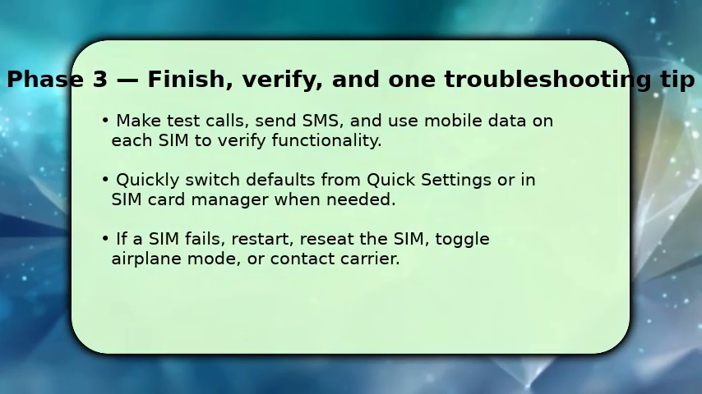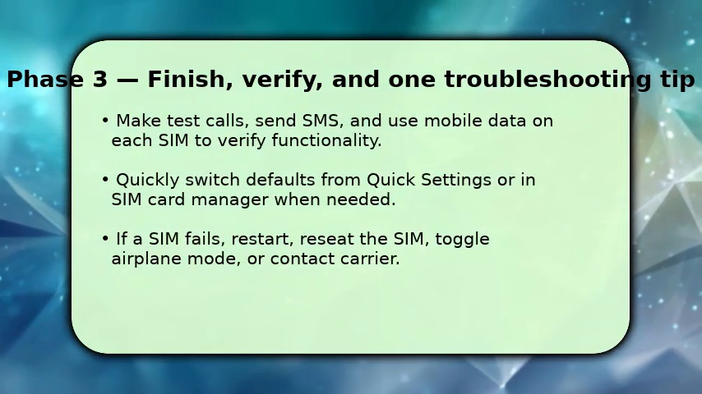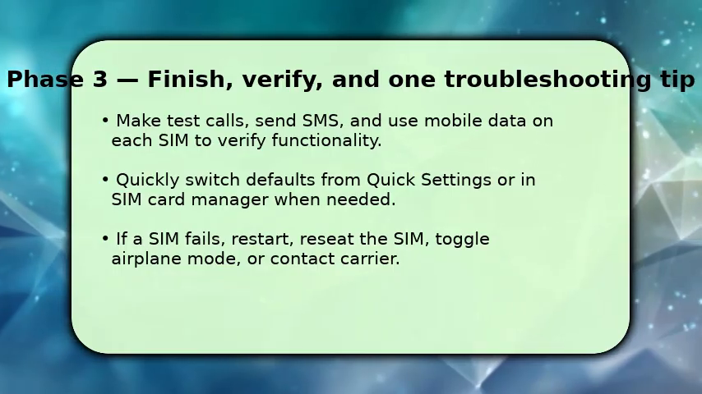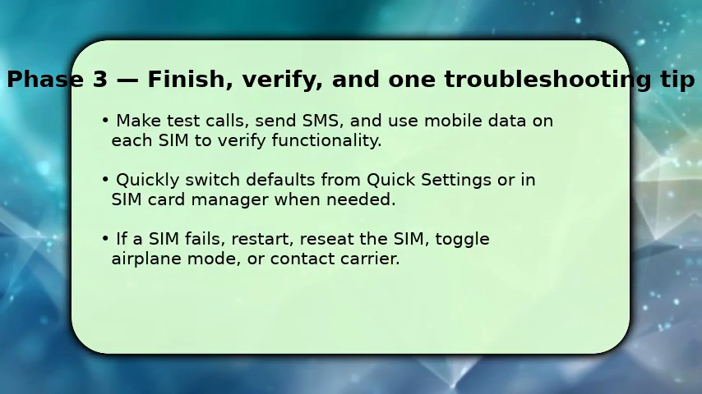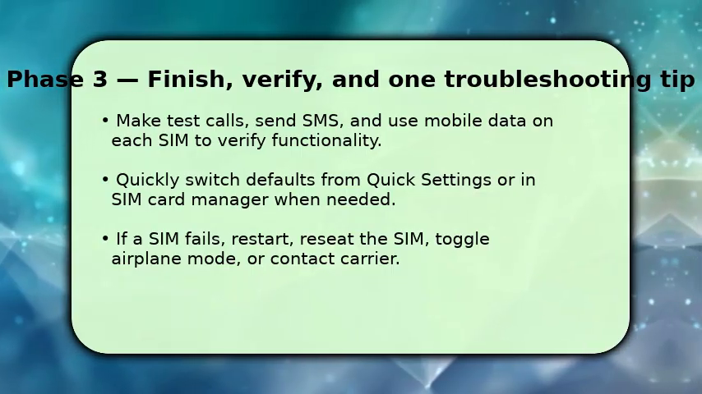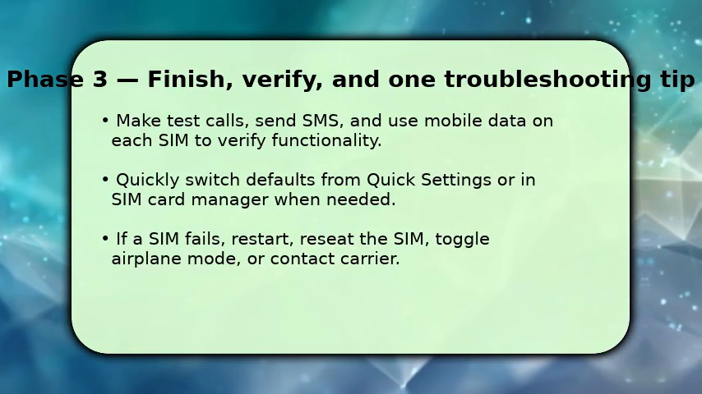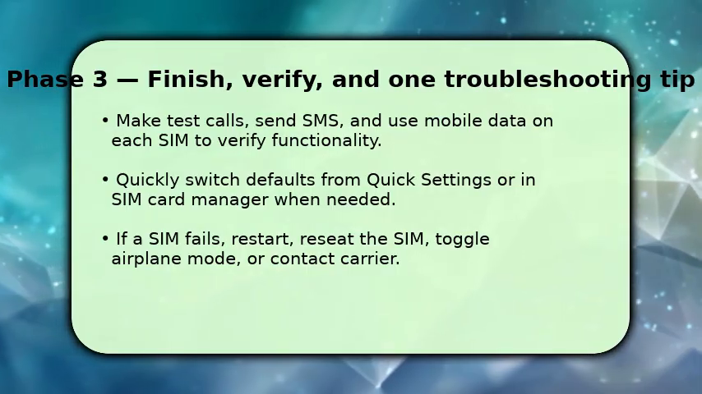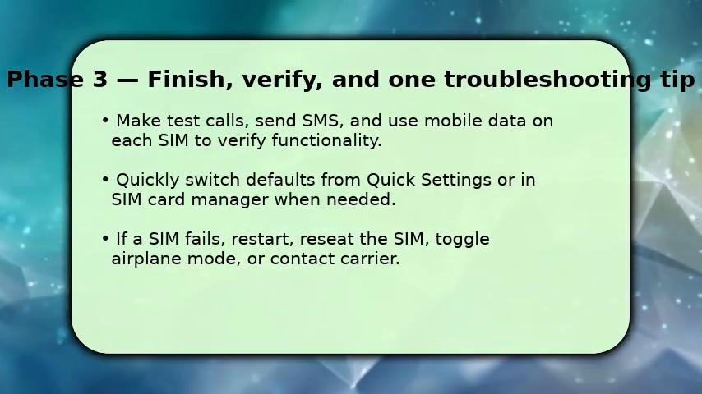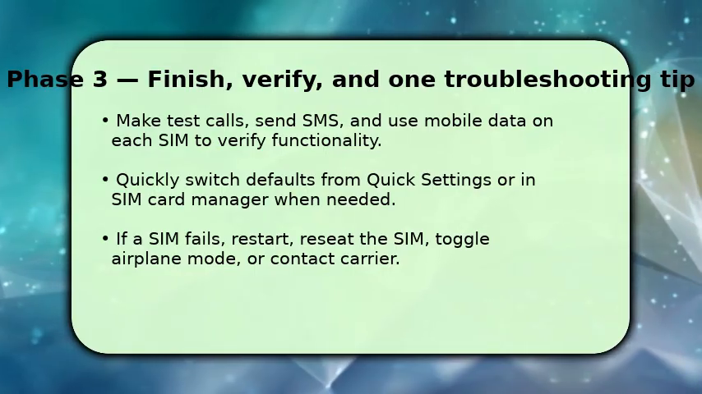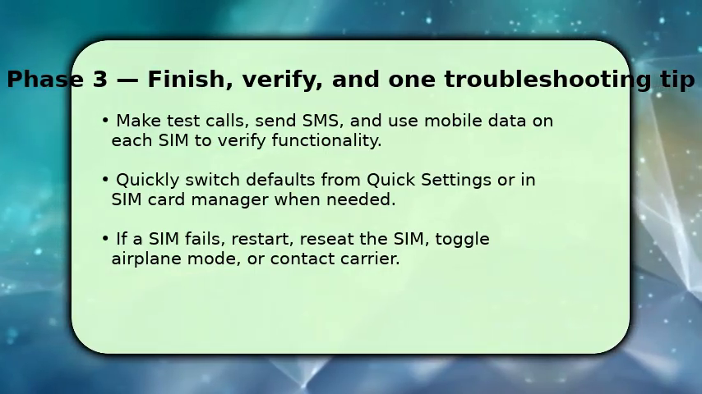Finally, validate the setup by making a call, sending an SMS, and browsing with mobile data on each SIM. This confirms voice, text, and data routes work. Once verified, you can switch defaults quickly from Quick Settings or back in SIM Card Manager when traveling or changing plans. If things go wrong, try the single most effective tip first.